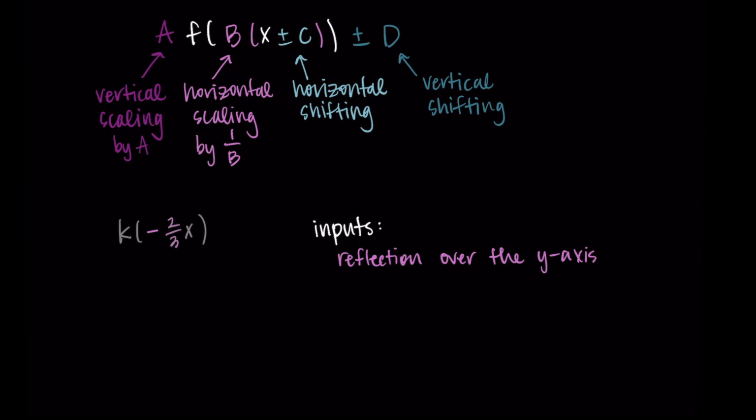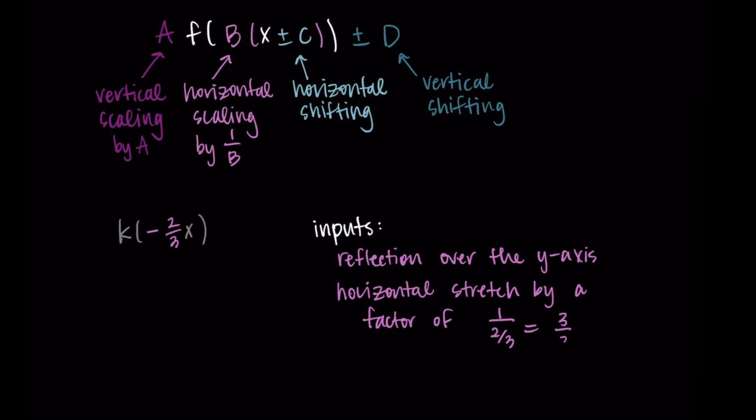Then we also have this 2/3. So this corresponds to some sort of horizontal scaling. Specifically, 2/3 is between 0 and 1. It's less than 1. And so this is a horizontal stretch. It's a horizontal stretch by a factor of 1 over b, and here our b value is 2/3. So 1 over 2/3. Then when we simplify this as a fraction, this is equal to 3/2. So we're doing a horizontal stretch by a factor of 3/2. And these are our 2 transformations.